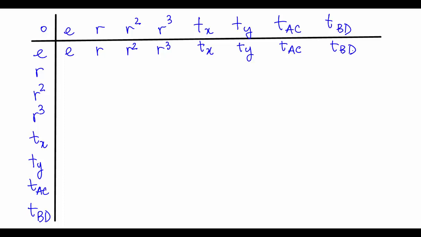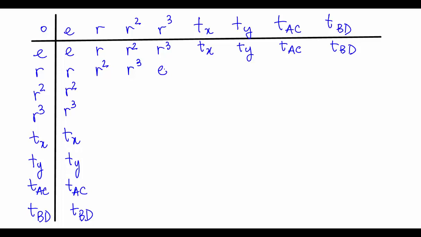So that will be the case, and similarly here we'll have R composed with E is going to be R, R square, R cubed, TX, TY, TAC, and TBD. Okay, now if we compose 2 rotations, we get R square, right? R composed with R square is going to be R cubed. R composed with R power 4, we saw that that's actually the identity, so that will be E.